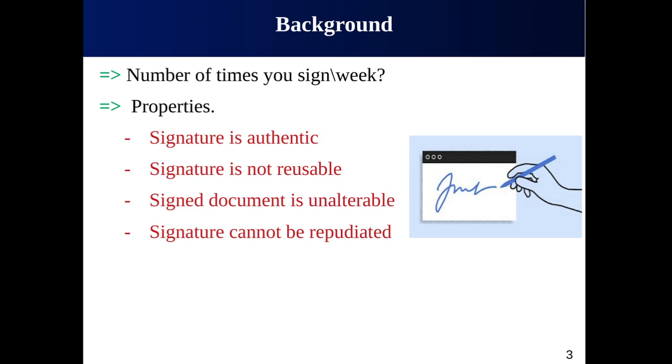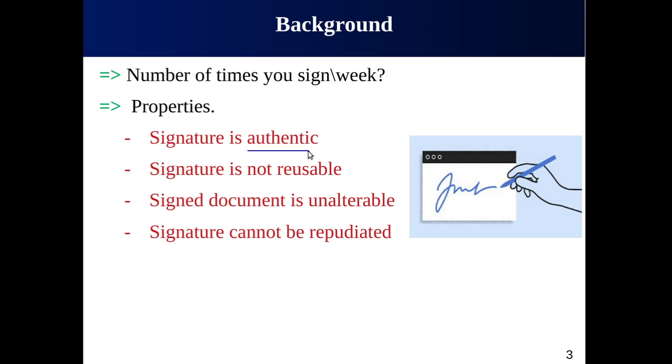In other sense, we use our signature for authenticity of many legal or financial or other type of document, and that is determined by the presence or sometimes by the absence of a handwritten signature. Generally, our handwritten signature has certain properties. Some of these properties are mentioned here, like the signature must be authentic. That is the first property of the signature.